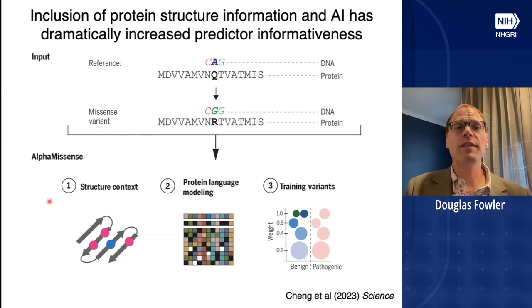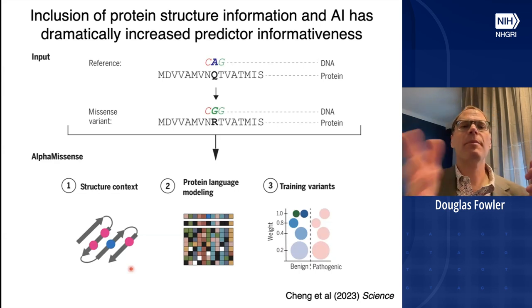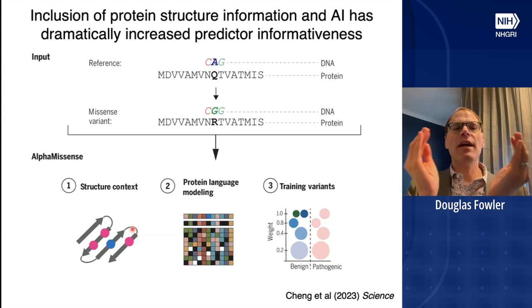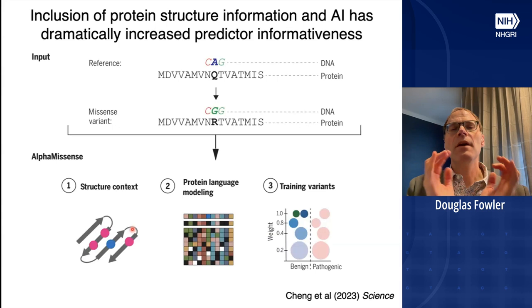Additionally, the thing that was added, not just in AlphaMissense, but in protein variant effect predictors going back over a decade, was protein structure context. So if you have a variant in a protein and that variant occurs on the surface of the protein, it's much more likely that that variant is not going to disrupt the function of the protein. Whereas if it occurs in the core of the protein, the folded, packed core of the protein, it's much more likely that that variant will be disruptive to the protein's function.